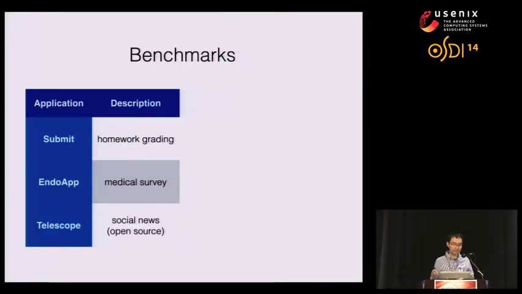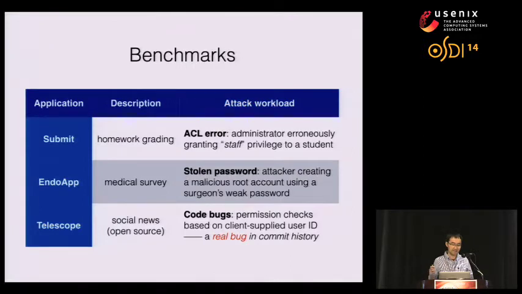For each of these applications, we designed several attack workloads which represent common human mistakes, such as errors in access control lists, stolen passwords, and bugs in the code. The last one is particularly interesting because it's based on a real bug in Telescope's commit history, in which it does the permission checks based on the client-supplied user ID.